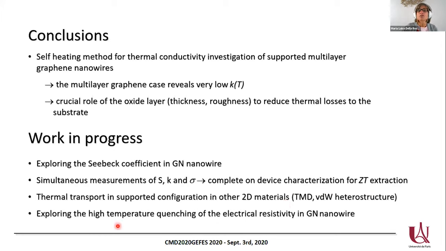And there is also this story of the quenching of the electrical resistivity in graphene nanowires, which is another topic that we want to explore.